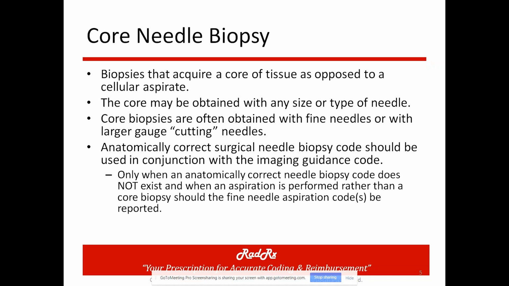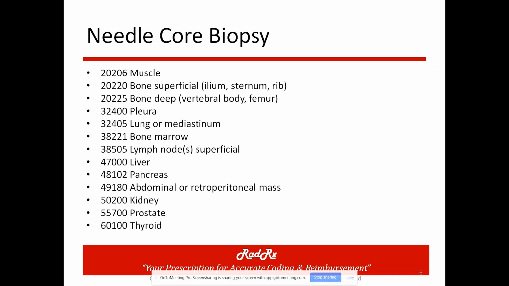And then for the core needle biopsies, we have a whole list of anatomical surgical codes that we can choose in order to report the biopsy. And then we also have guidance codes that we'll look at as well. And only when an anatomically correct needle biopsy code does not exist, and when an aspiration is performed rather than a core, should the fine needle aspiration code be reported. So that is also something that you will look for in your documentation. So here is a list of our needle core biopsy codes, and I'm just going to highlight a few of these.